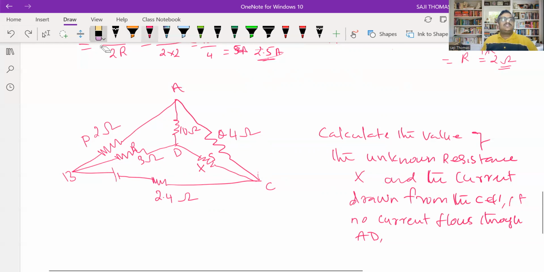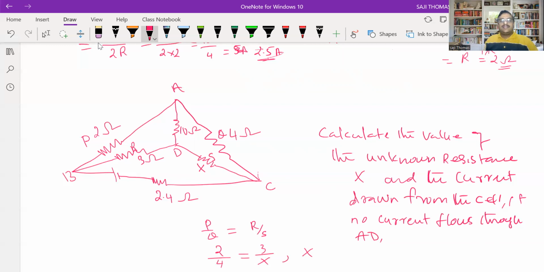P by Q equals R by S. What is P here? 2. Q is 4. R is 3, S is X. So cross multiply, what will be X? X equals 3 into 4 divided by 2, which is 12 by 2, 6 ohm. So you found the unknown resistance, 6 ohm.